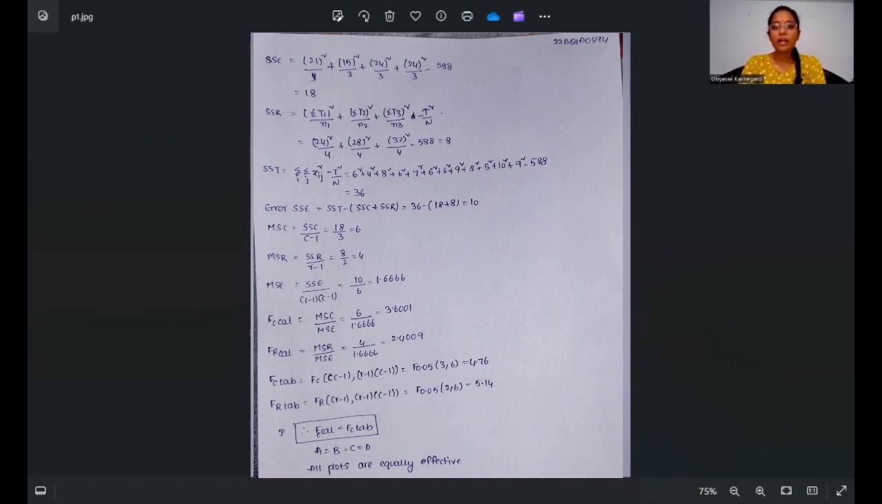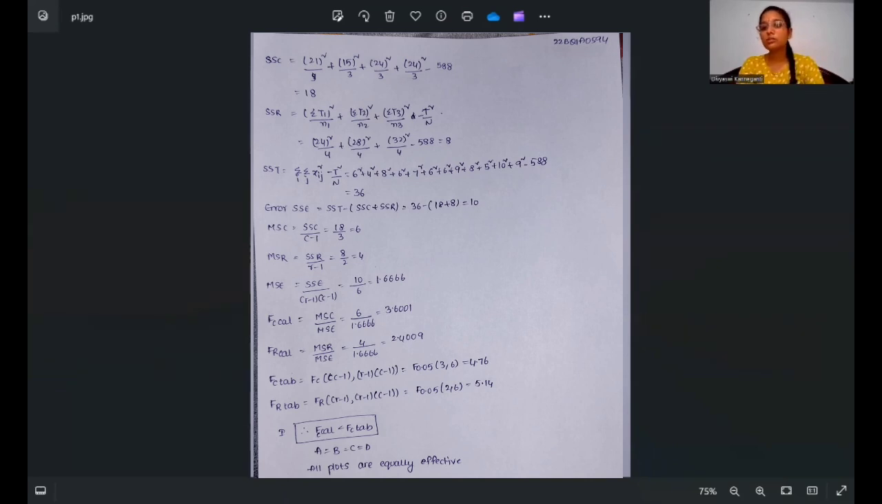So by calculating these values, we get sum of squares of column as 18. Coming to the sum of squares of row, there are only three fertilizers, so the formula would be sigma t1 square by n1 plus sigma t2 square by n2 plus sigma t3 square by n3 minus t square by n. Substituting the values, we get sum of squares of row is 8.